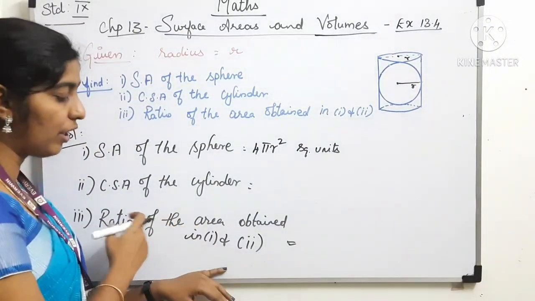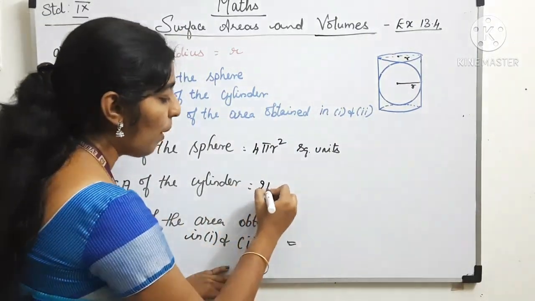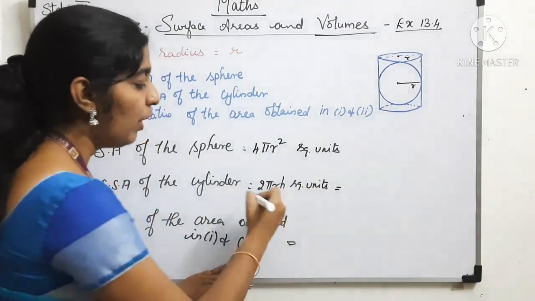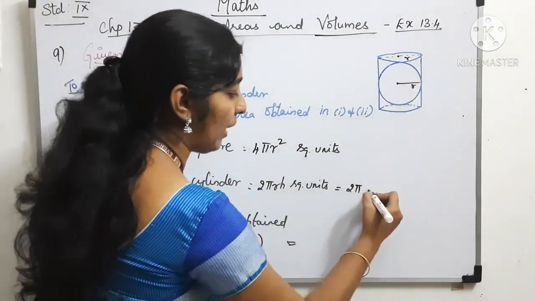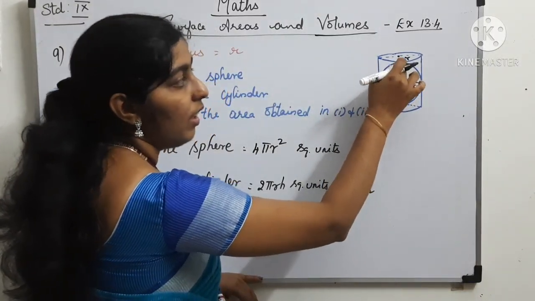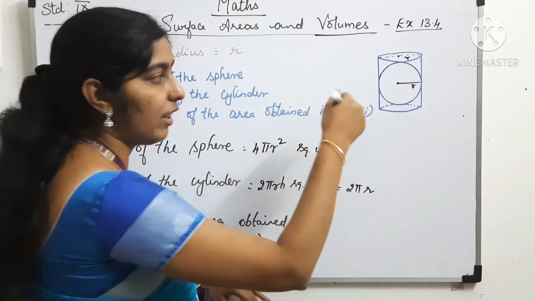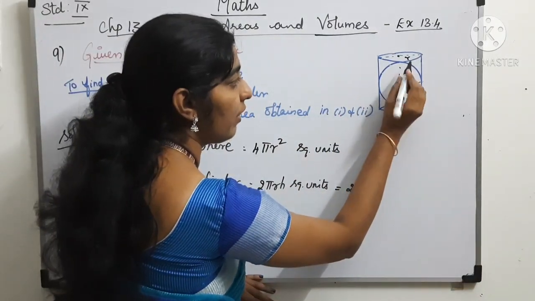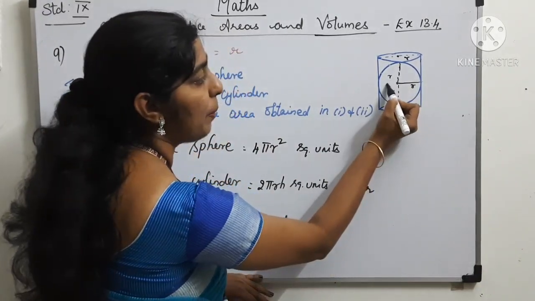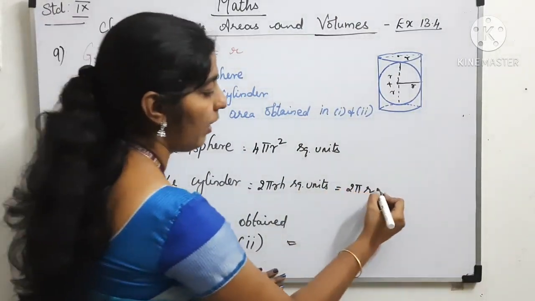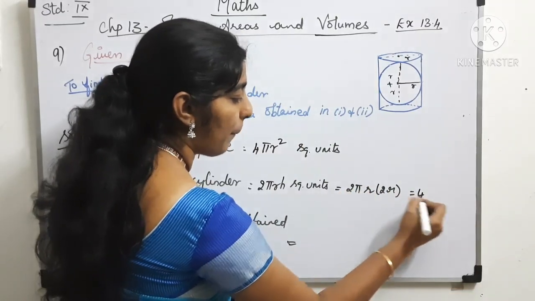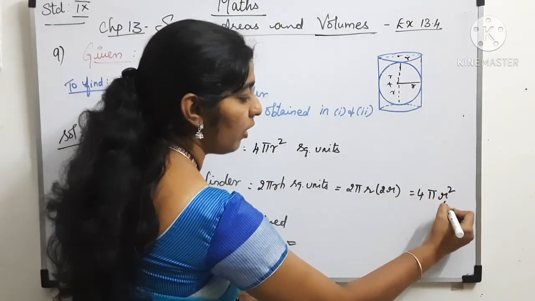Next, the curved surface area of the cylinder. What is the curved surface area of the cylinder? 2 pi r h square units, which is equal to 2 pi. Radius is r only. Now we have to find the height. You can see that this sphere has been placed inside the cylinder. So the height of the cylinder is r plus r, which gives 2r. So it is 2 into 2, 4 pi r into r, r square, square units.